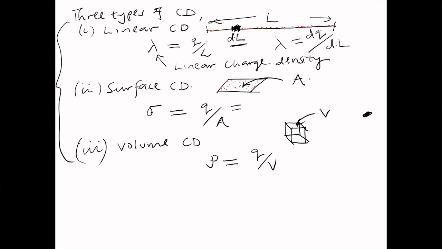In a similar way, sigma, the area or surface charge density, can be represented as dq over dA, where dA is a very small area on the surface, and rho can be represented as dq over dV. If you see us using d something over d something, it means we are now going into calculus. I just want to remind you, I hope we have done a little bit of calculus in your past academic background.